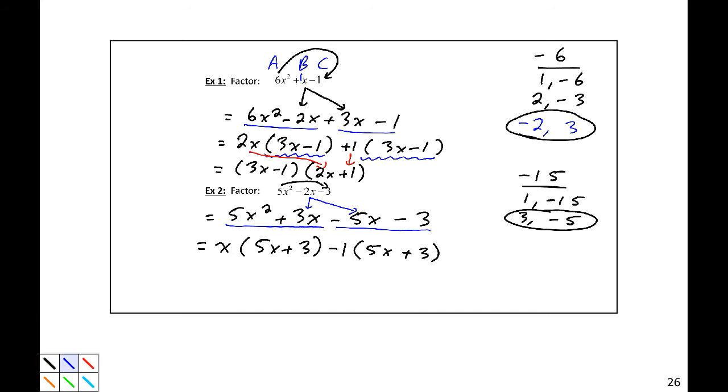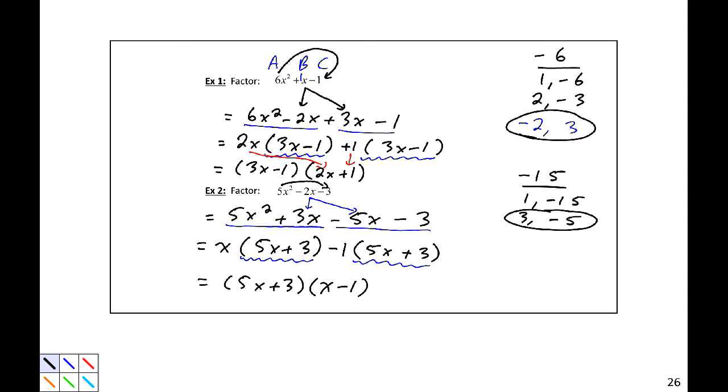We have a common binomial factor, 5x plus 3. So this factors as 5x plus 3 in parentheses multiplied by x minus 1, because those are our leftovers once we take out the 5x plus 3 factor.